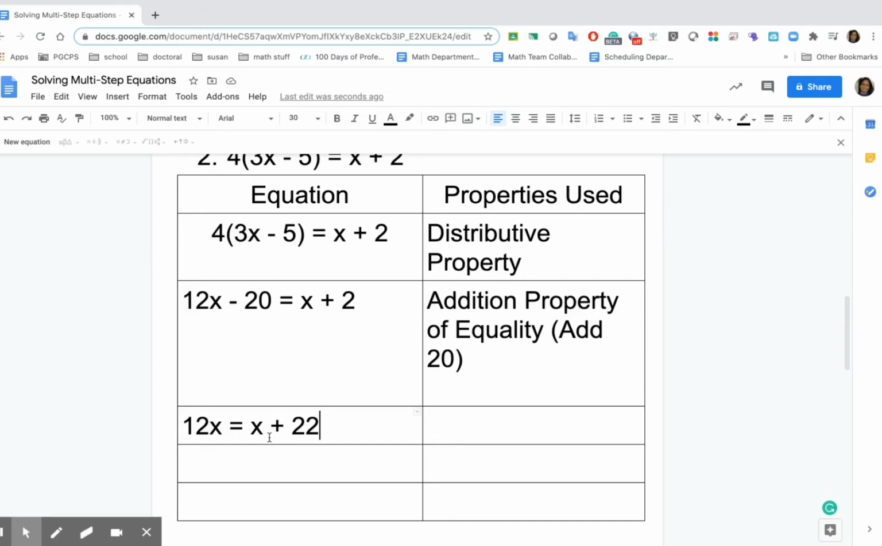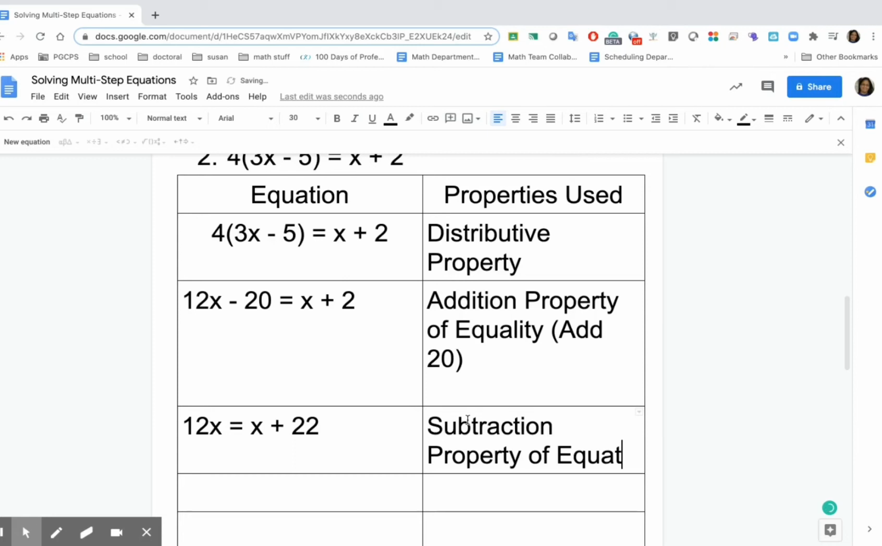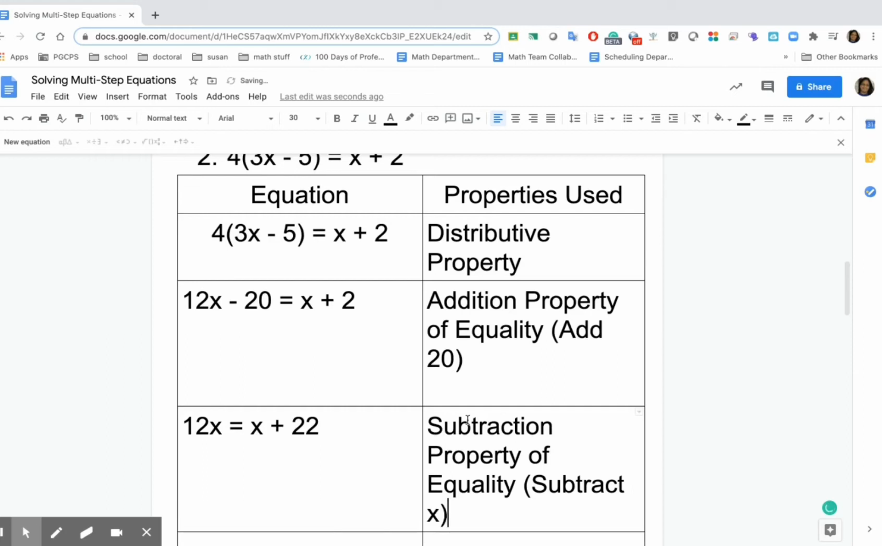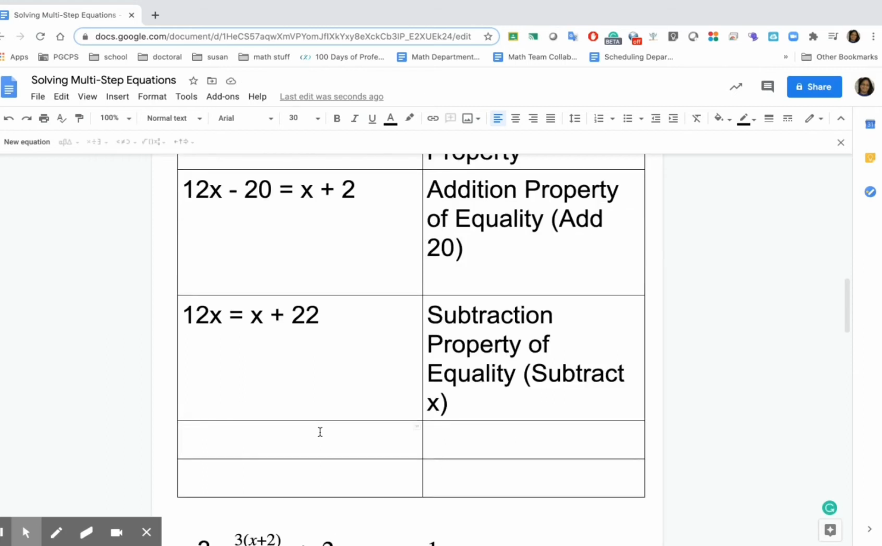So now you will notice that there's still a variable x on the right side. So if I want to put it on the left side, I will use the subtraction property of equality. So I will subtract x from the equation. So the new equation now will be 11x. Again, 12x minus x is 11x equals x minus x is 0. So it's equal to 22.